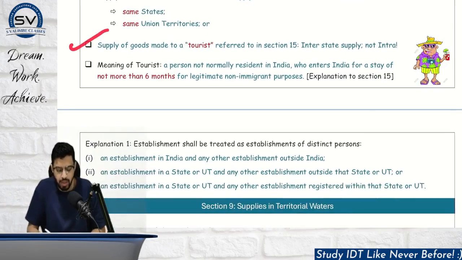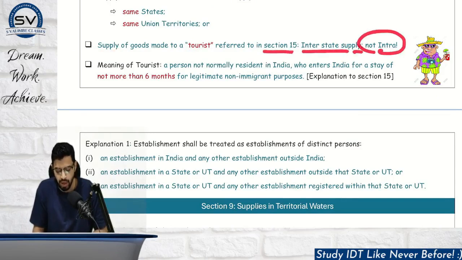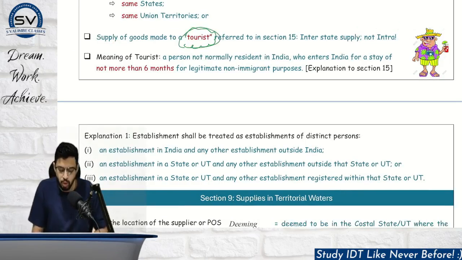Apart from that, this is one small point that you need to understand, but this is not very relevant. Supply of goods to a tourist made under section number 15 is an interstate supply, not intra. What do you mean by tourist? Tourist means a person who is coming to India for legitimate non-immigrant purposes. Non-immigrant means he is not coming here for the purpose of settling in India or taking citizenship. He is coming for a holiday or some kind of work which is not exceeding 6 months. That is the meaning of tourist.